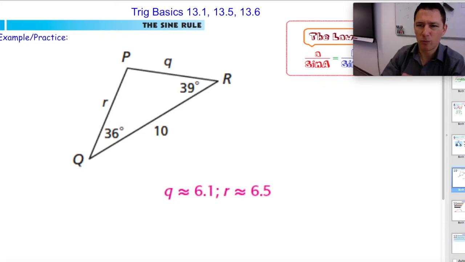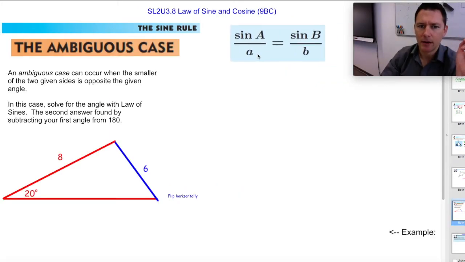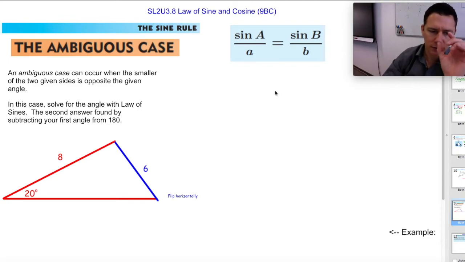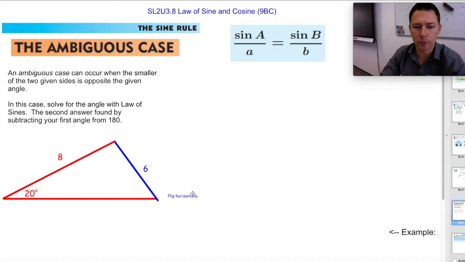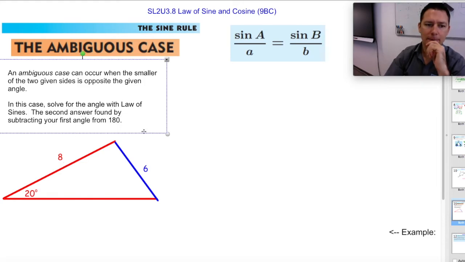All right. One last tricky bit. Sometimes in the sine rule, there's two similar triangles that could be created with these angles. Let me give you an idea. It depends. It doesn't always happen. It depends on which angles you have and which sides are given.